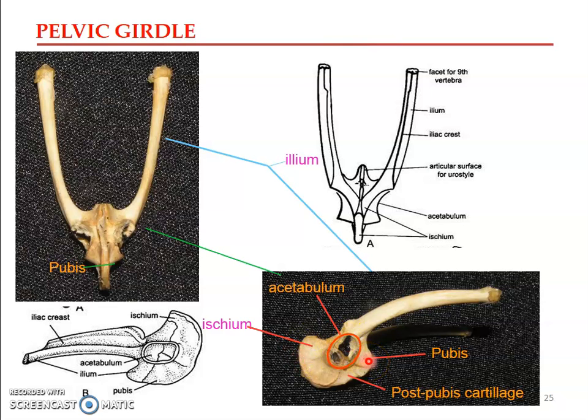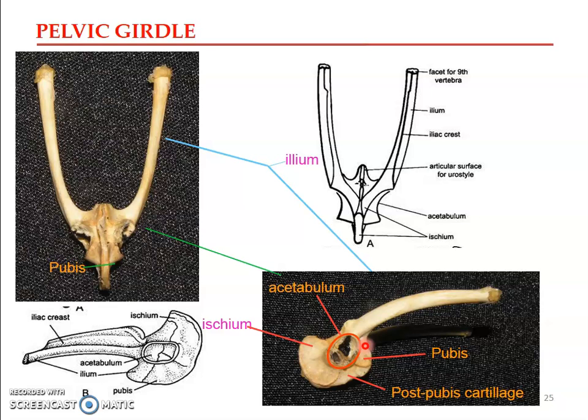Now the pubis is much reduced and is a triangular piece of calcified cartilage forming the central part of the disc. This is what is referred to as the disc. The disc is mainly composed of pubis and ischium, and a part of the ilium also contributes to the formation of the disc. The pubis forms the central part of the disc and a small part of the acetabulum as well. Both the pubis are fused in the center.